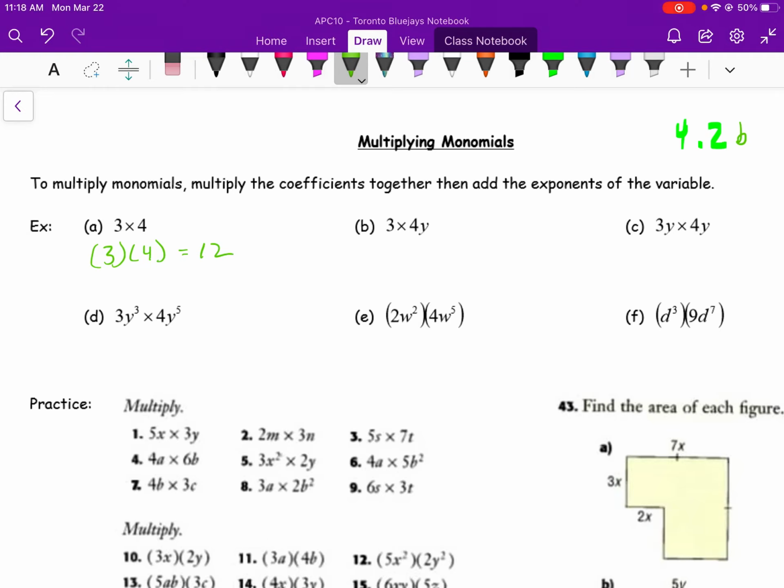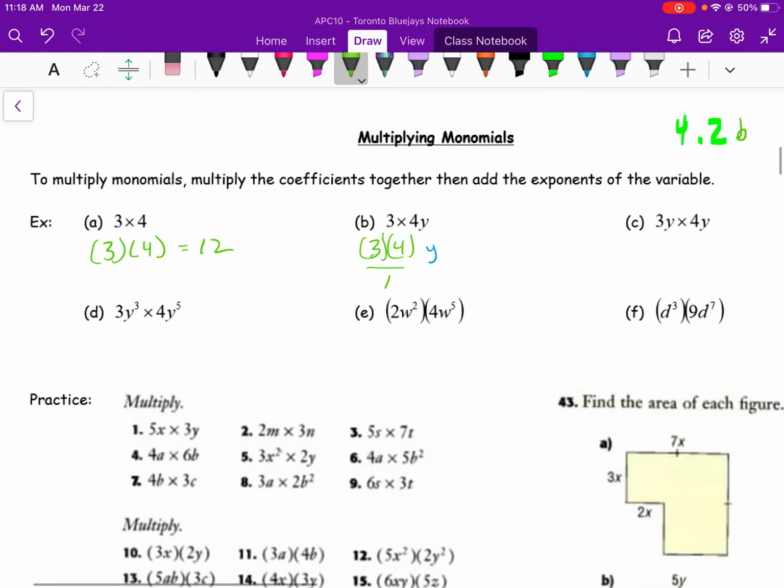Now, 3 times 4y, I can look at it as 3 times 4 times y. Well, what I'm going to do is multiply the coefficients. See how I wrote it in a different color? That's simply because I'm thinking of them almost as separate operations. 3 times 4 is 12. And all there is left is a y. Y to the power of 1.